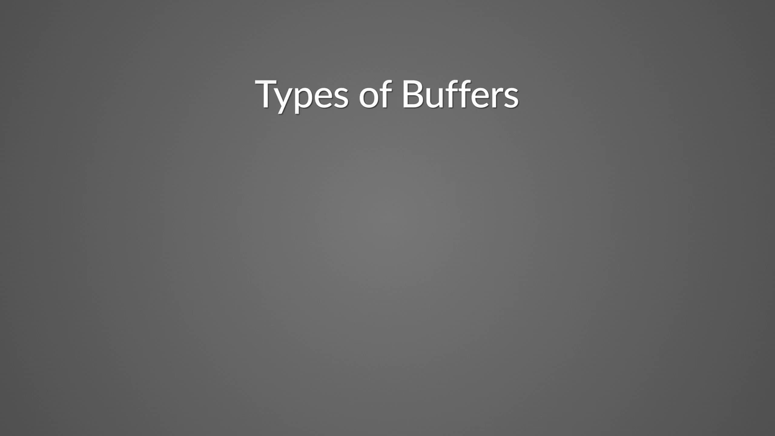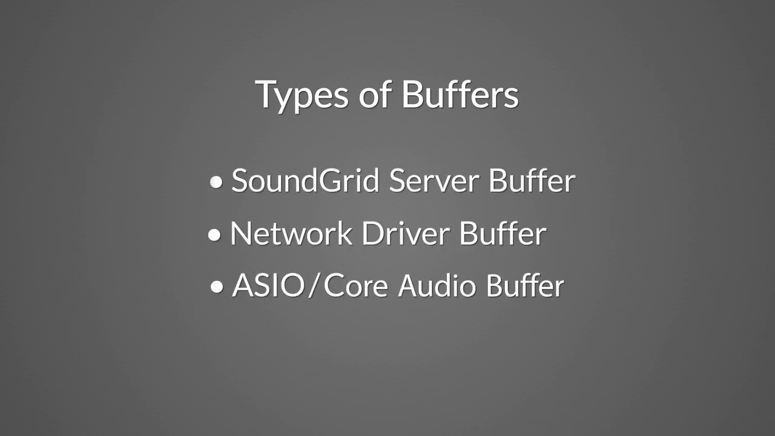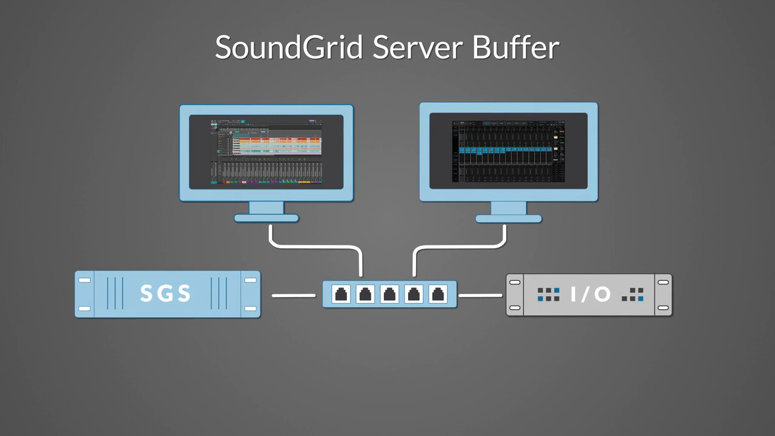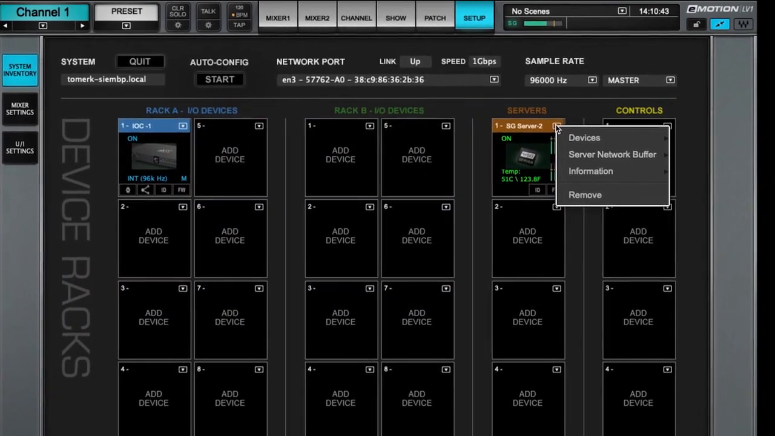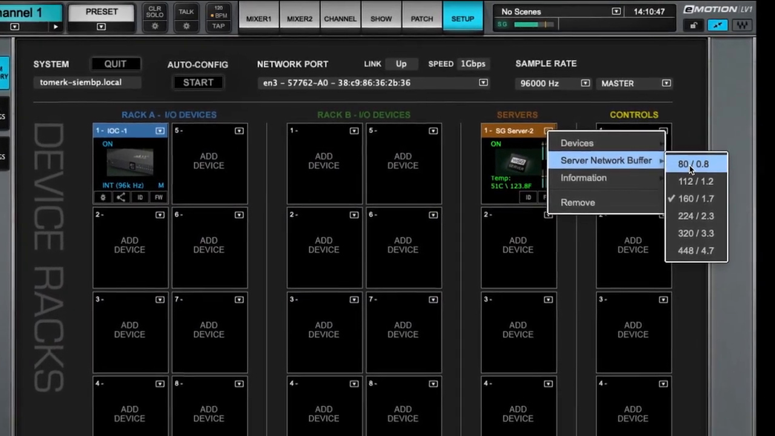Types of buffers. The SoundGrid protocol uses three main buffers to deliver and process audio over the Ethernet network. The SoundGrid server buffer. This determines the number of samples used to complete the round trip from the I/O device to the SoundGrid server and back to the I/O. This buffer is set in the SoundGrid host application's interface.